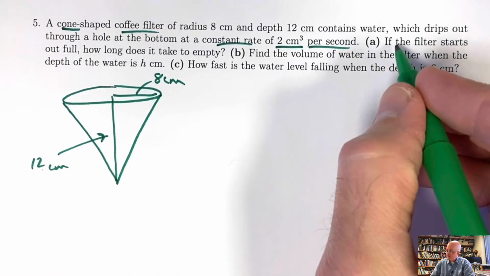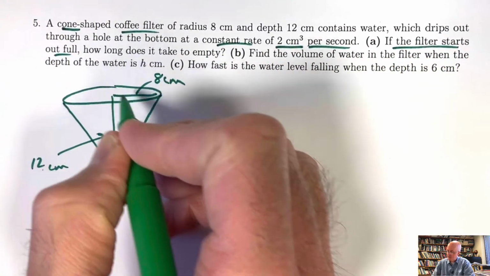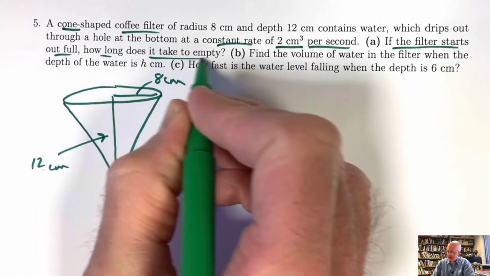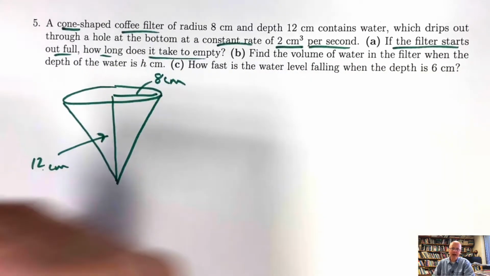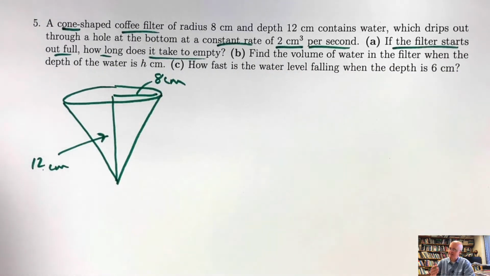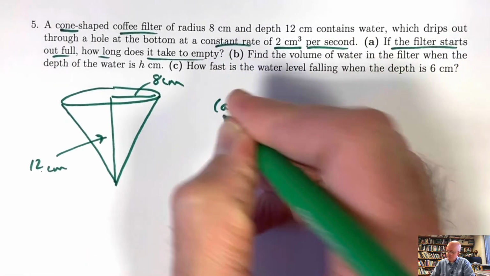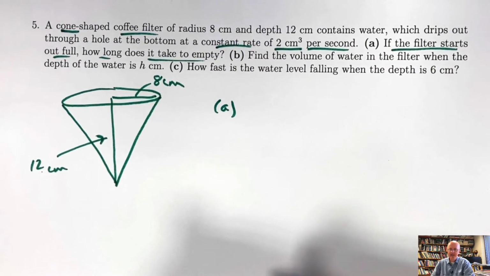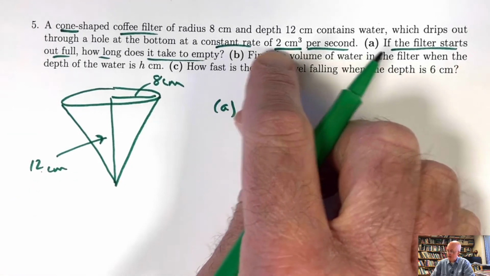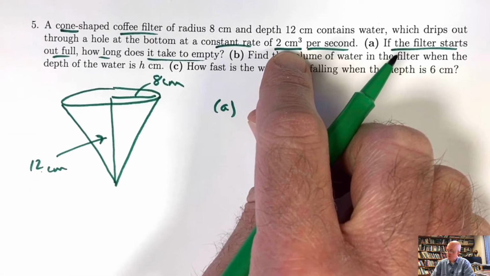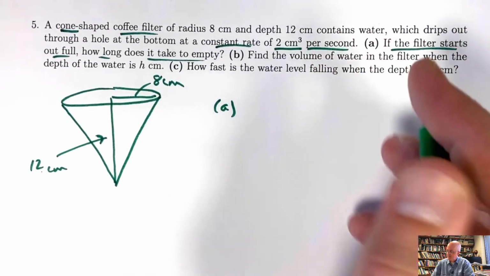Part A, if the filter starts out full, so the water is up to the top, how long does it take to empty? That is a problem related to rates, but it's not a related rates problem, pun intended. There's nothing fancy we need to do there other than find the volume of the water when it's full and divide that volume in cubic centimeters by the rate at which the volume is decreasing, 2 cubic centimeters per second.